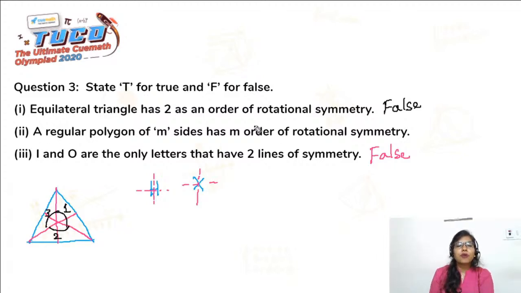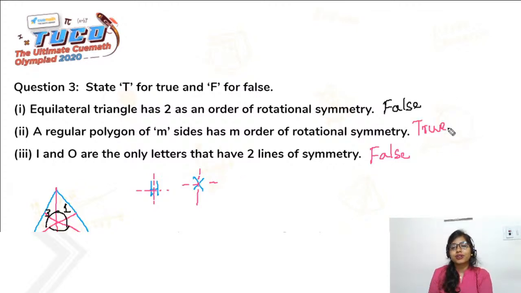Coming to the second point which we had to state, that is, a regular polygon of m sides. We just discussed a square, a hexagon and also an equilateral triangle. A hexagon has 6 sides, 6 as order of rotational symmetry. A square has 4 sides, 4 as order of rotational symmetry, and a triangle has 3 sides, 3 as order of rotational symmetry. So hence this becomes true.